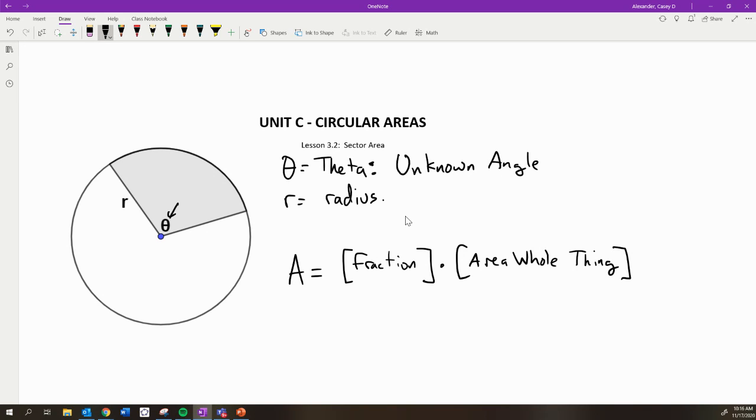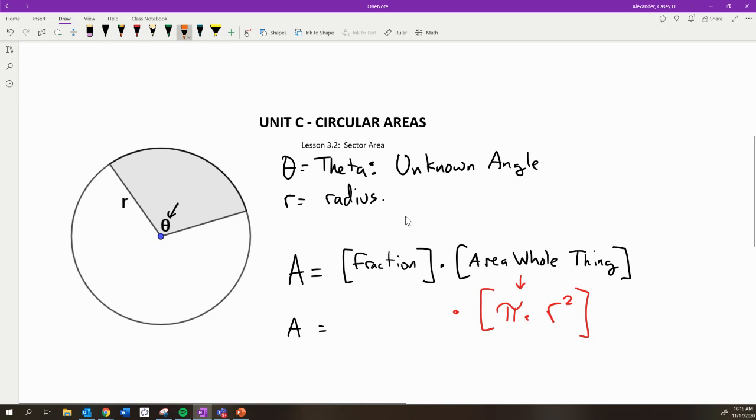Okay, so that's kind of where we start with this. We already know the area of the whole thing, we represent that as pi times the radius squared. That's how we represent the area of the whole thing, and we learned that in our last lesson. But then how do we represent the fraction of the circle that's actually filled in?